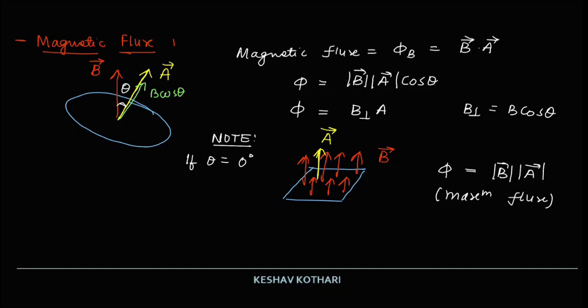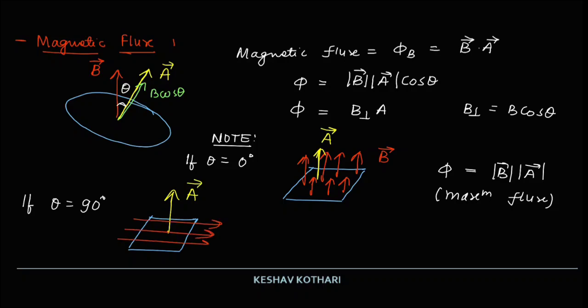In the second case, I am taking theta equal to 90 degrees. So we mean that we are considering this area, the area vector is in this direction, and the magnetic field is directed in this direction. This time, if we calculate the value of magnetic flux, it will be equal to magnitude B magnitude A cos 90, and the value will turn out to be 0.